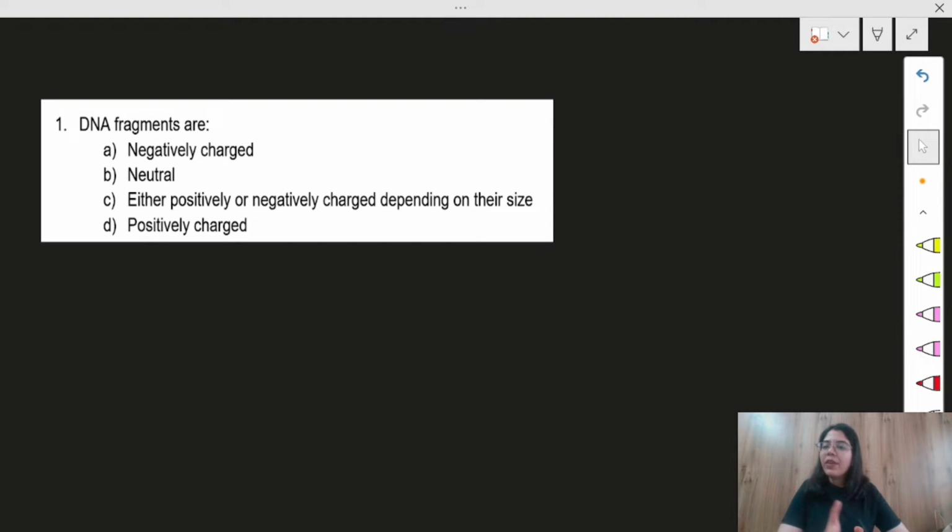So let's begin. The first question you can see: DNA fragments are negatively charged, they are neutral, they are positively charged as well as negatively charged depending on the size, or they are positively charged. What is the answer here?